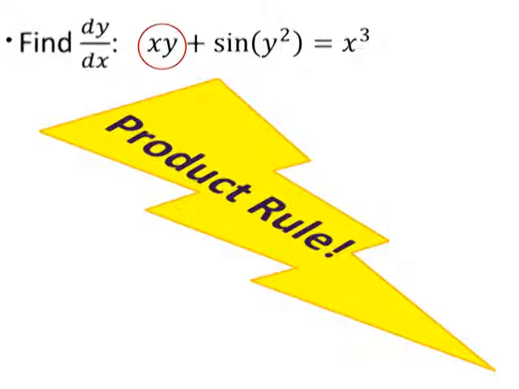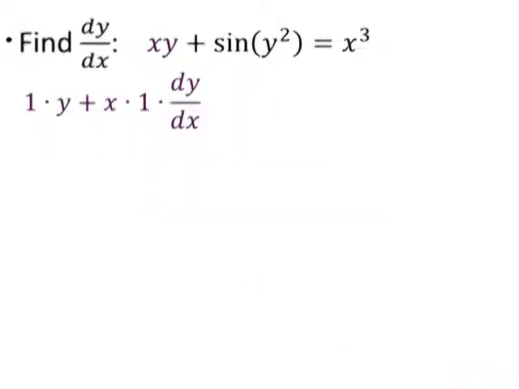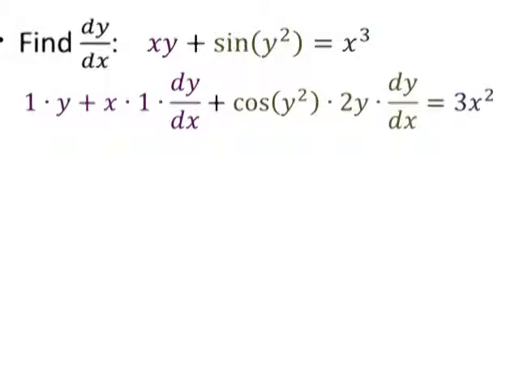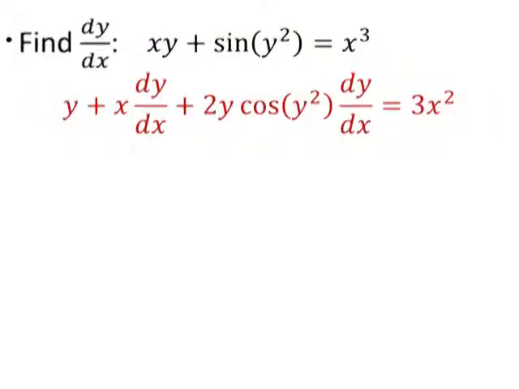Using the product rule in the first term, I get 1 times y plus x times 1 times dy dx. And then taking the derivative of the second term, I get cosine of y squared times 2y times dy dx because of the chain rule. And then this equals 3x squared. Simplifying that down, I get that y plus x dy dx plus 2y cosine y squared dy dx equals 3x squared.